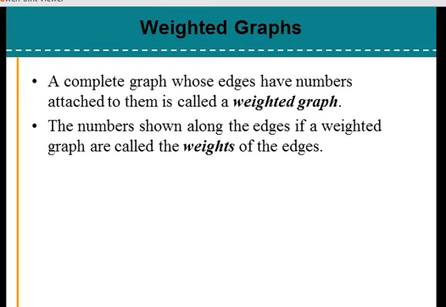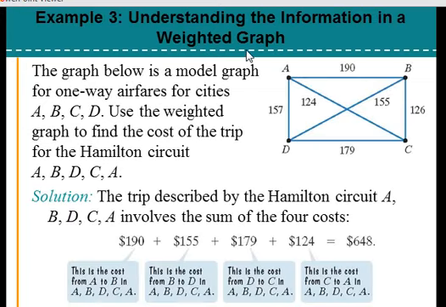A complete graph whose edges have numbers attached to them is called a weighted graph. The numbers shown along the edges of a weighted graph are called the weights of the edges. Here's an example of a weighted graph. This edge here is weighted with 190. This edge here across here is weighted 155. This edge is weighted 124. This edge here is weighted 126. This one is 179. And this edge here is weighted 157.